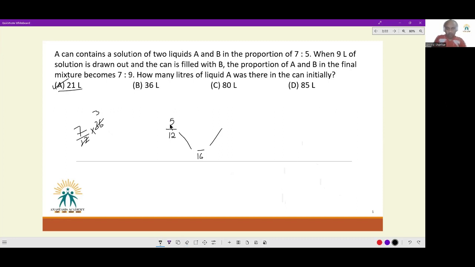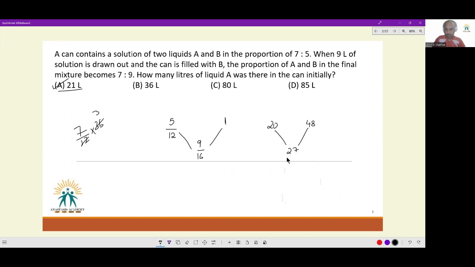B here is 5 by 12, here it is 9 by 16, and here it is 1, because the entirety of the new liquid that comes in is B. Again, we change the denominators. This will become 20, this will become 48, and this will become 27.